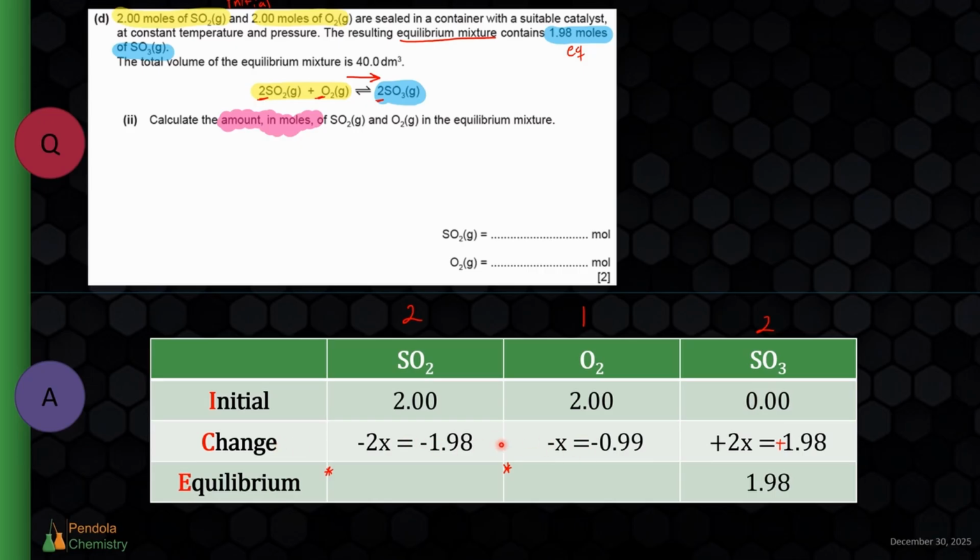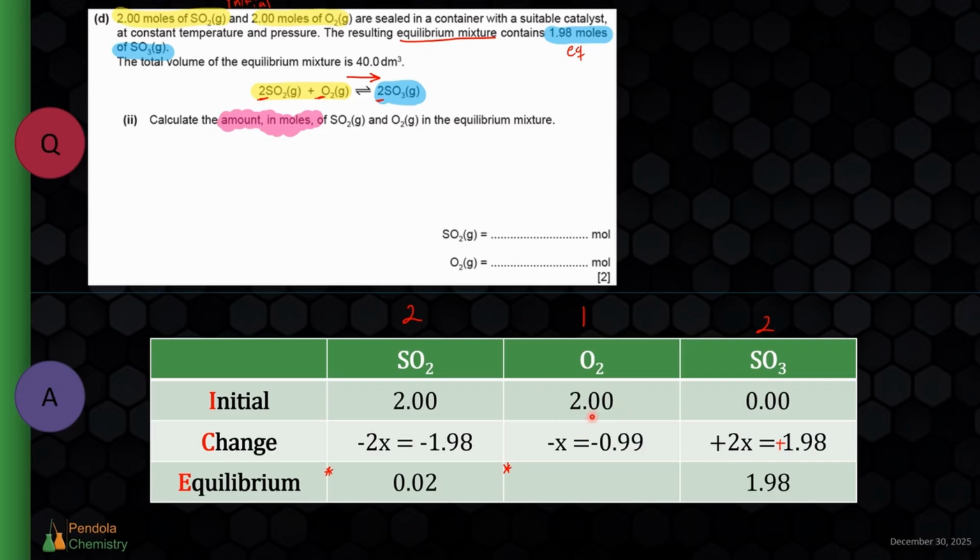Once we figure out what x is, and then we put all the changes in there, the negative 0.99, the negative 1.98, we can then figure out what these equilibrium concentrations are going to be. Because if we started with 2 moles of SO2, and it changed by negative 1.98, 2 minus 1.98 is going to be 0.02 moles of SO2 that we have left over at equilibrium.